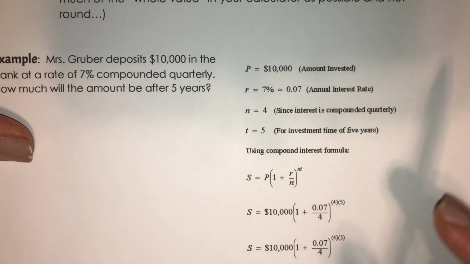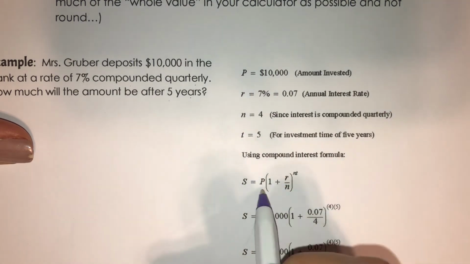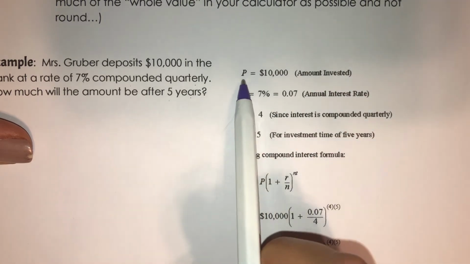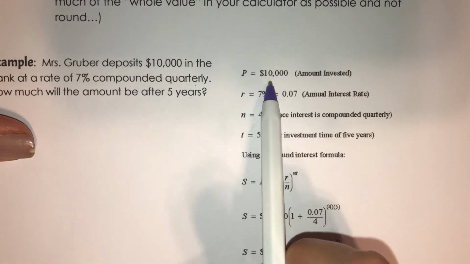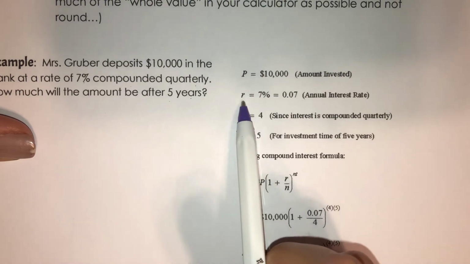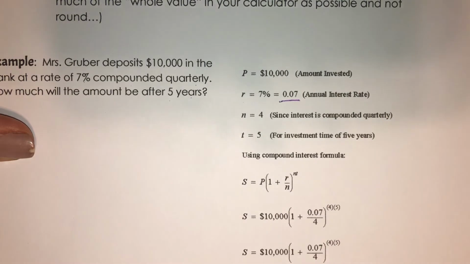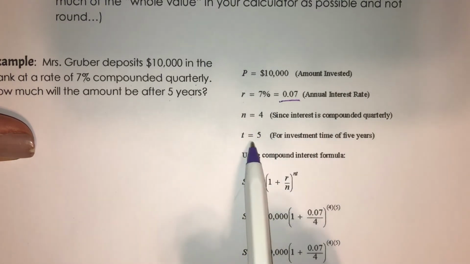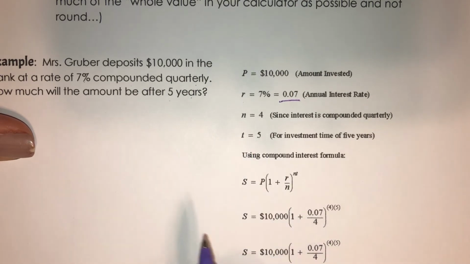So for step 1, here's my formula, but I want to identify what the parts of my formula are. P, that's my principal. That's how much I am putting in the bank at the beginning. That's $10,000. R is my percent, 7%, but I'm going to write it as a decimal. N, it's compounded quarterly, so N is 4. And T, my time, I'm leaving it in the bank for 5 years, so T is 5.